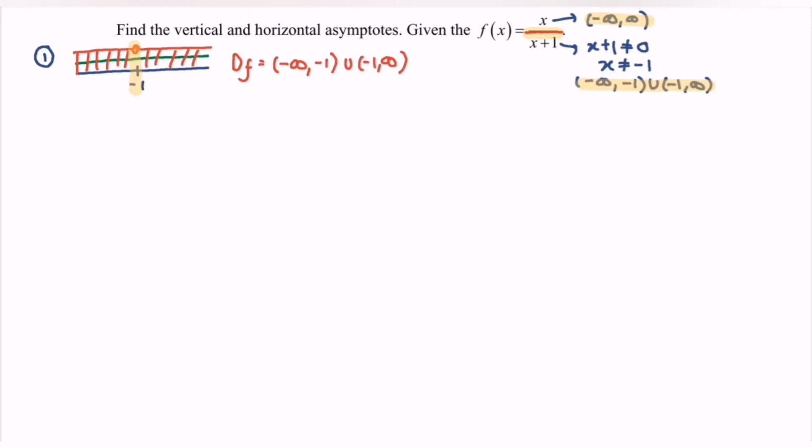Step number 2, we are going to find the vertical asymptote. The vertical asymptote will be x equals negative 1. How to determine the vertical asymptote? By referring to the domain, here we have the situation where negative 1 is not included, so that will be the vertical asymptote.